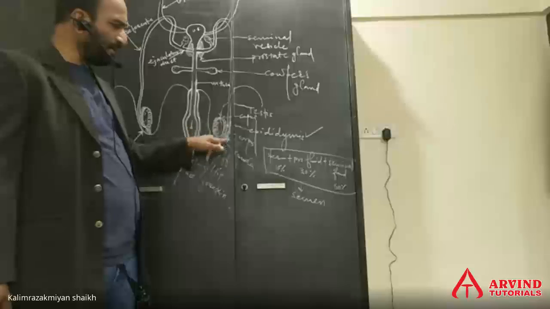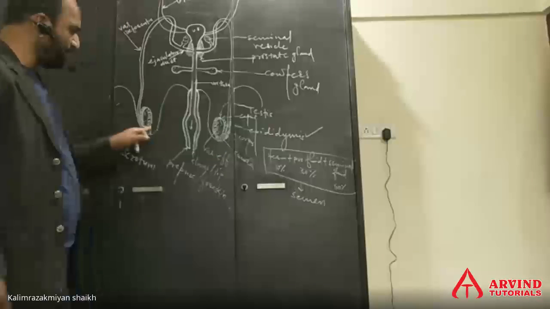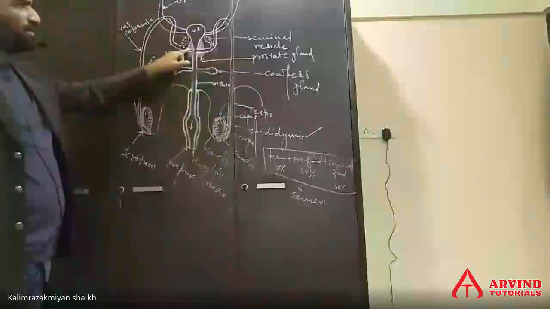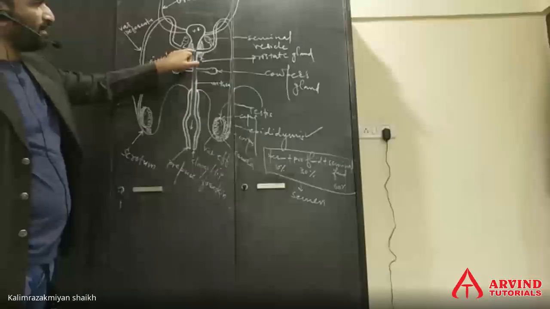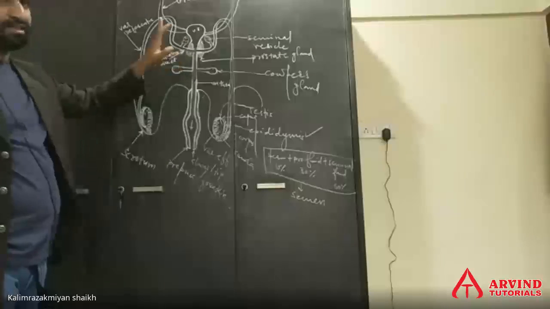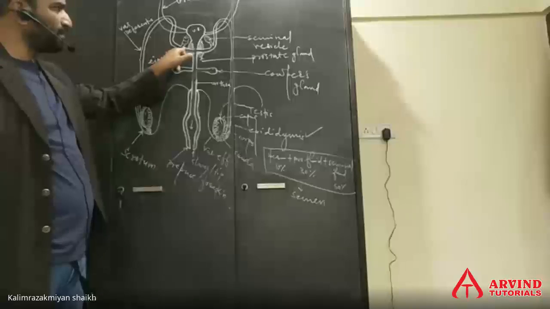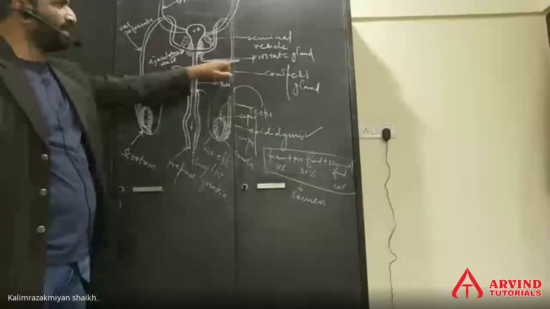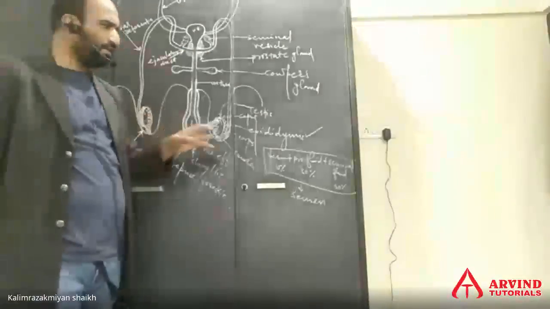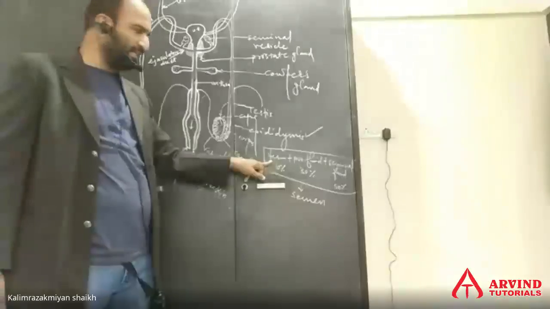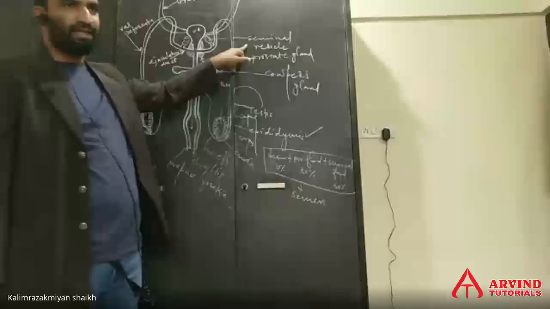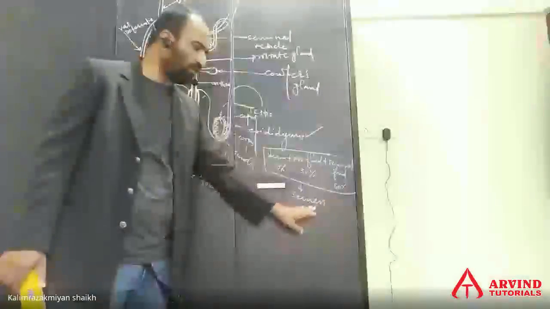Now sperm enter in the cauda, and from cauda sperm enter into the vasa deferentia, and vasa deferentia carries sperm into the ejaculatory duct. Now ejaculatory duct ejects sperm and seminal fluid secreted by seminal vesicle. So seminal fluid and sperm enter in the urethra. At that time, prostate gland secrete prostatic fluid. So three fluids are there: sperm produced by testes, prostatic fluid secreted by prostatic gland, and seminal fluid secreted by seminal vesicle. These three fluids collectively called as semen.